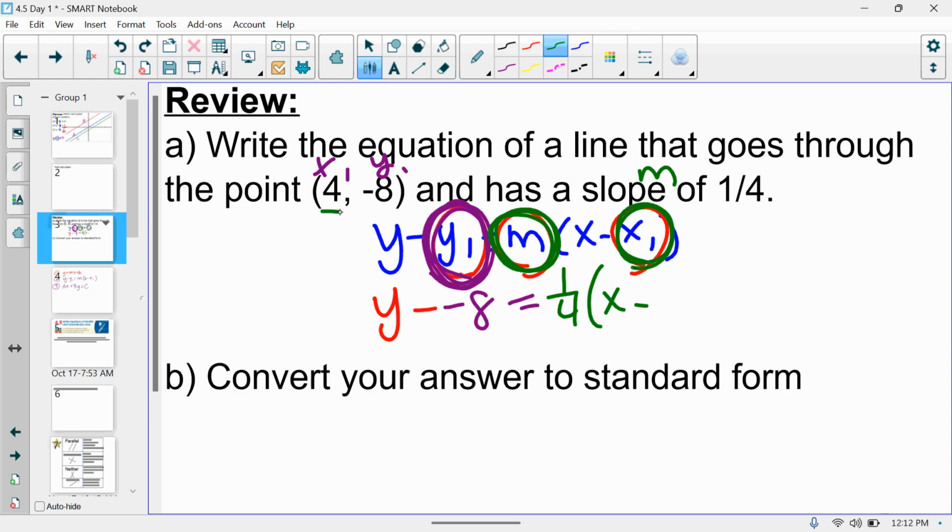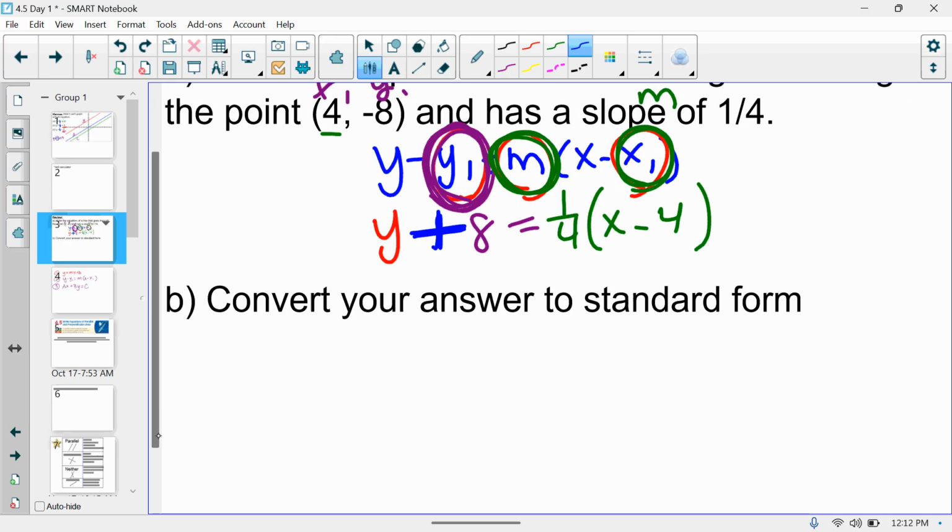Good. My x value, 4. Everybody, raise your hand if you think you would have remembered how to do that without me going over it. Good. Now, the only thing else that we have to do is the minus and negative we should change into a plus, okay? So remember, the form that we wrote it in right now is called point slope form.